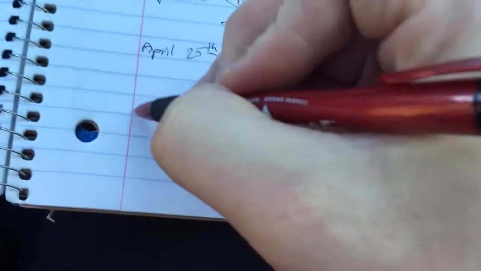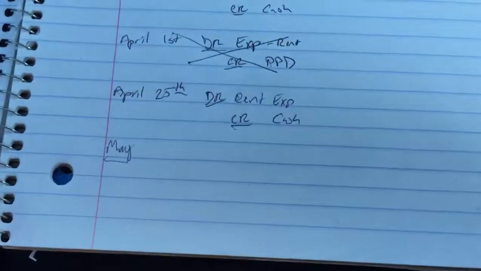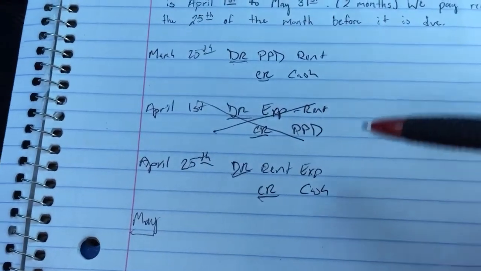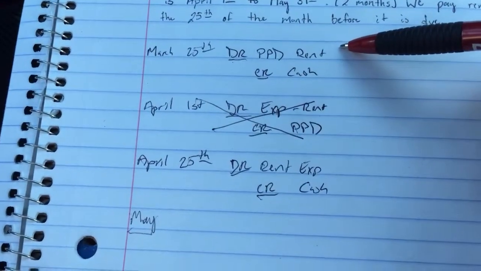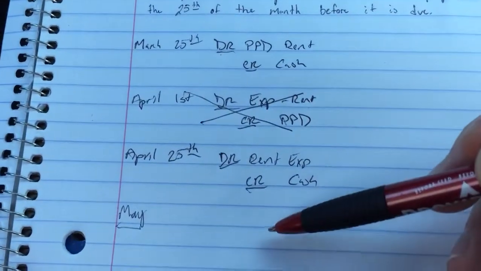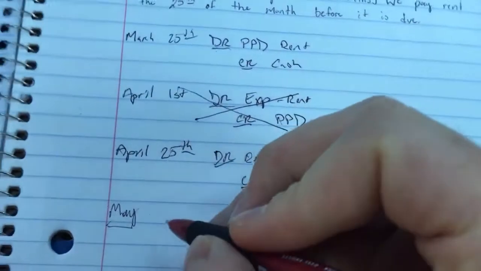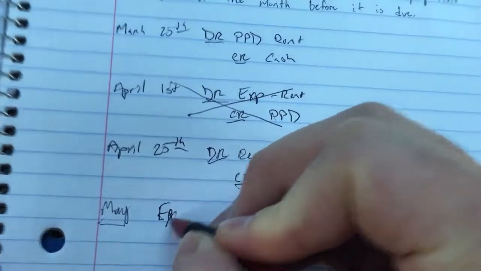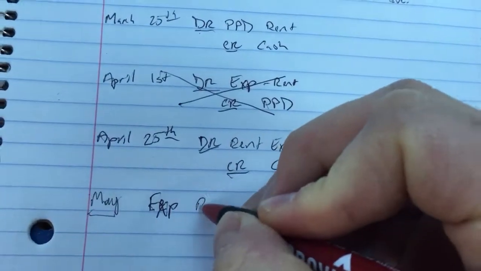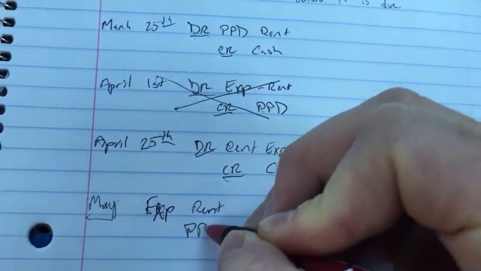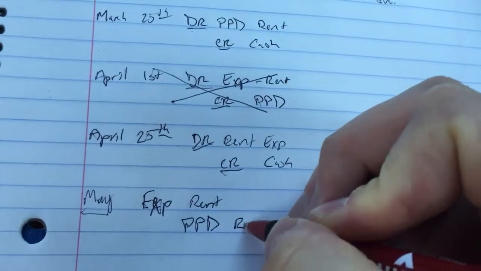Come May, AP is not going to do anything because they've already paid 2 months of rent. That's where we go back to the beginning, and we're going to actually move it out of prepaid at the last month. So in May, we will do a journal entry to rent expense, and credit prepaid rent.